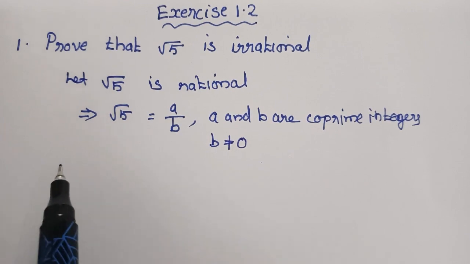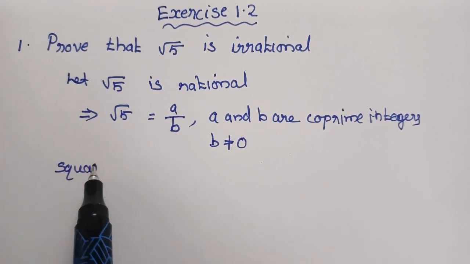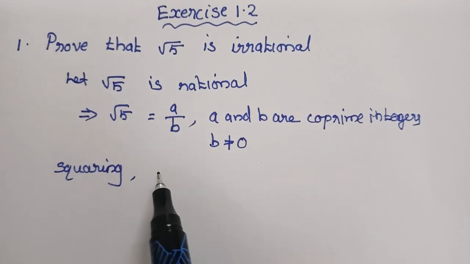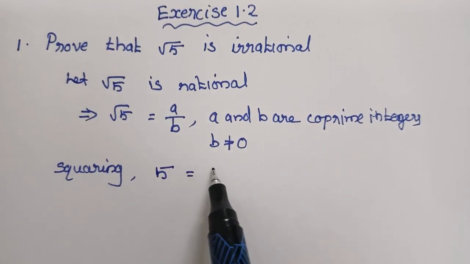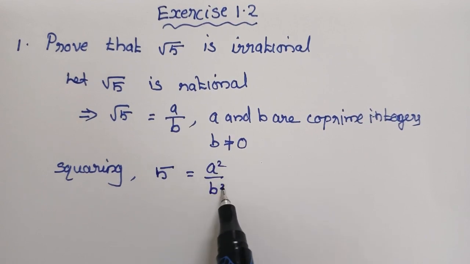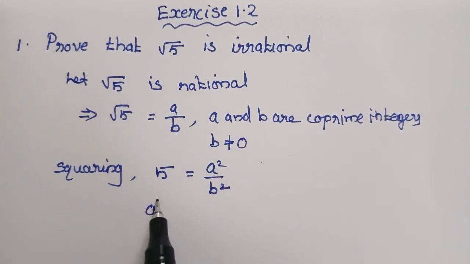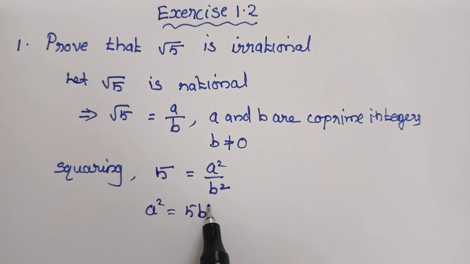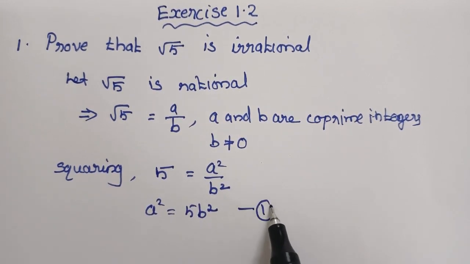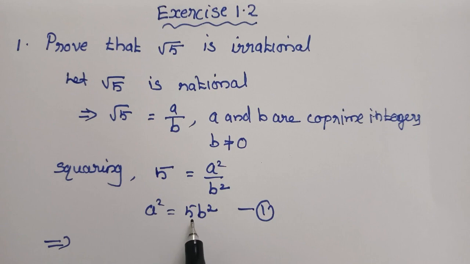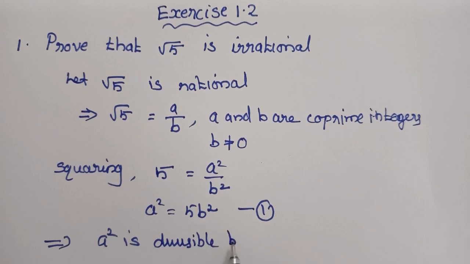Now squaring both sides, we get root 5 square, that is 5, equal to a square by b square. Cross multiplying, you get a square equal to 5b square. Number this equation as 1. That means a square is a multiple of 5, or you can write a square is divisible by 5.